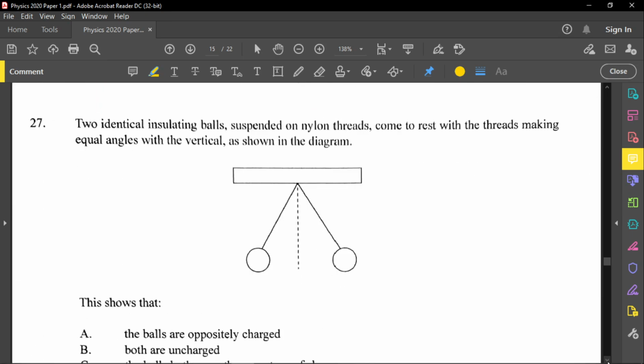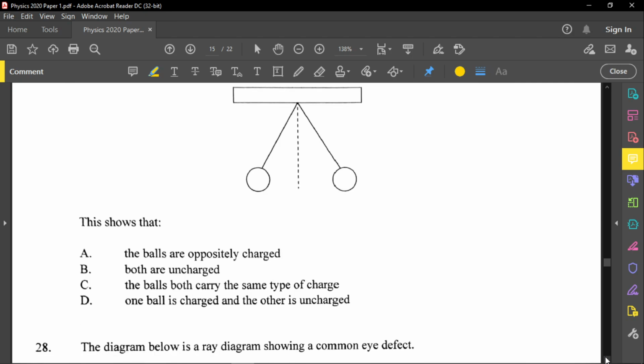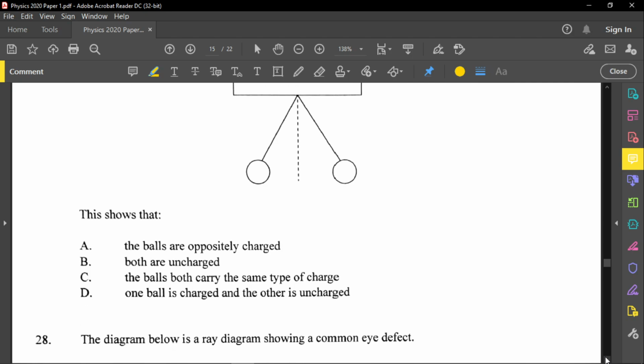And question number 27 is two identical insulating balls suspended on a nylon thread come to rest with the thread making equal angles with the vertical line as shown in the diagram. So they make equal distance apart from this vertical line. And why these balls are moving away from each other at equal distance, it seems because they're identical, but why they're repelling or moving away from each other is simply because they have the same charge.